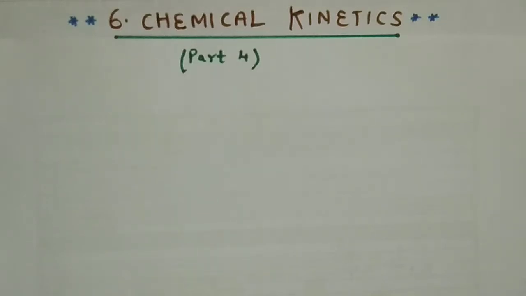Students, welcome to part 4 of chemical kinetics. Today we will see what we mean by order of a reaction. We know that in a rate law, we write rate equals the rate constant multiplied by the reactant concentration, which is raised to some powers.